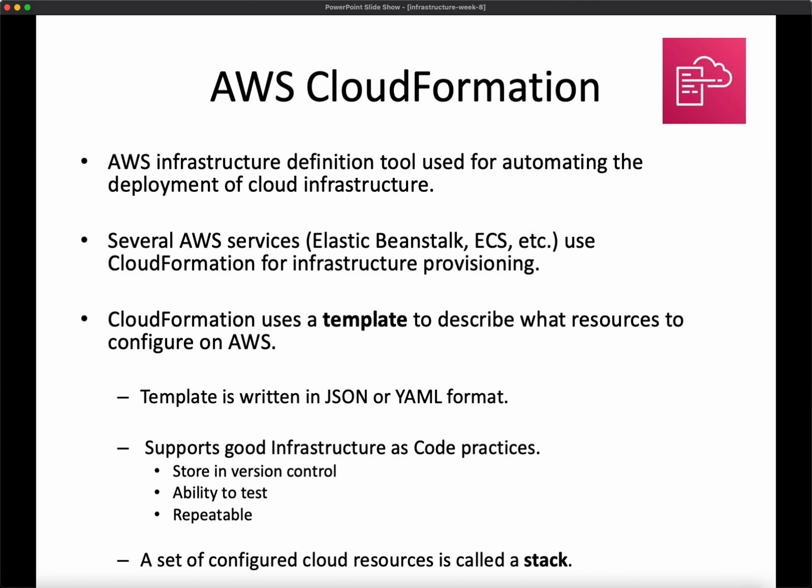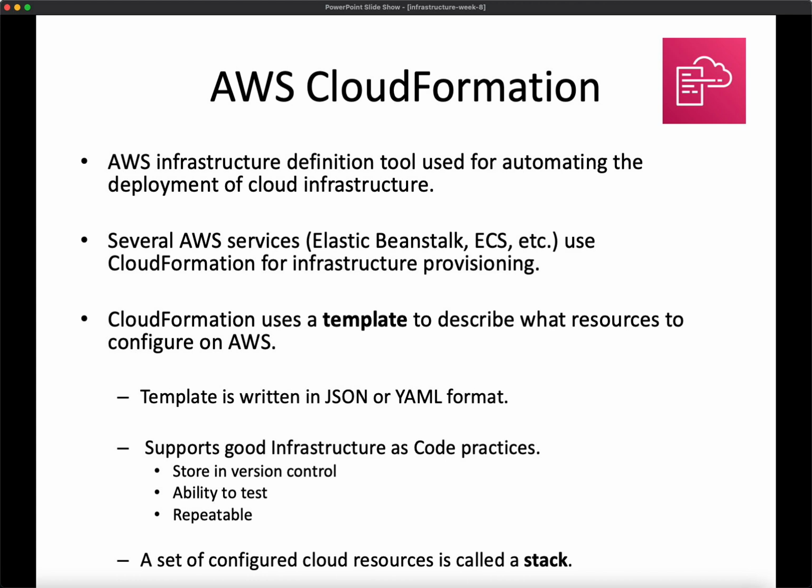Now, when we build things using CloudFormation, we always start with a template. It's a text-based template that is written either in JSON or YAML format. And this template describes all of the different resources and the configuration of the resources that we want to deploy into our AWS account. The cool thing about being able to describe our resource configuration in something like a template is that it promotes good infrastructure as code practices.